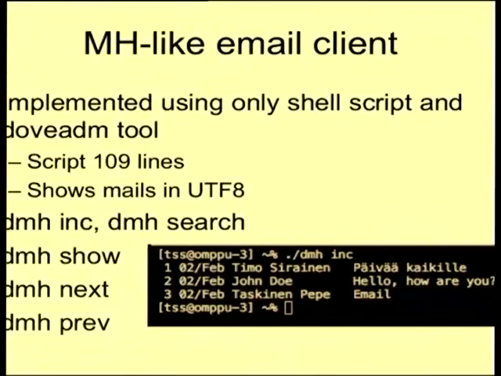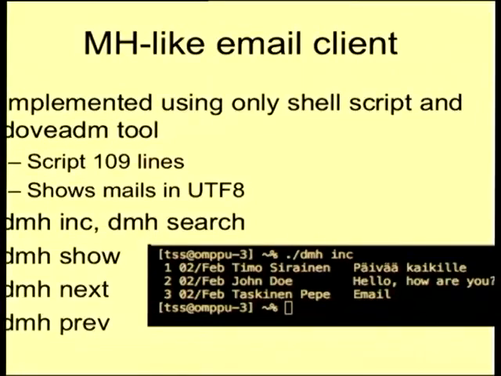For example, dovecot has a lot of email code. Sure, it's an IMAP server, an email server, but because it has a lot of email parsing stuff and so on, you can just as well use it to build an email client if you want to. And I developed this in only a couple of hours. It's a pretty stupid email client.